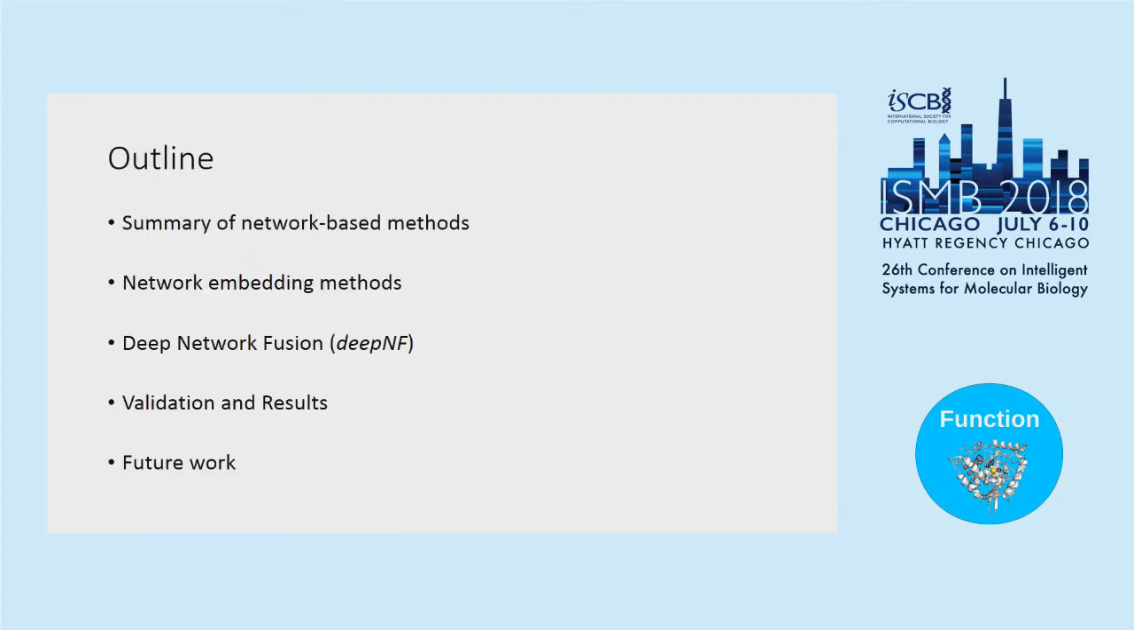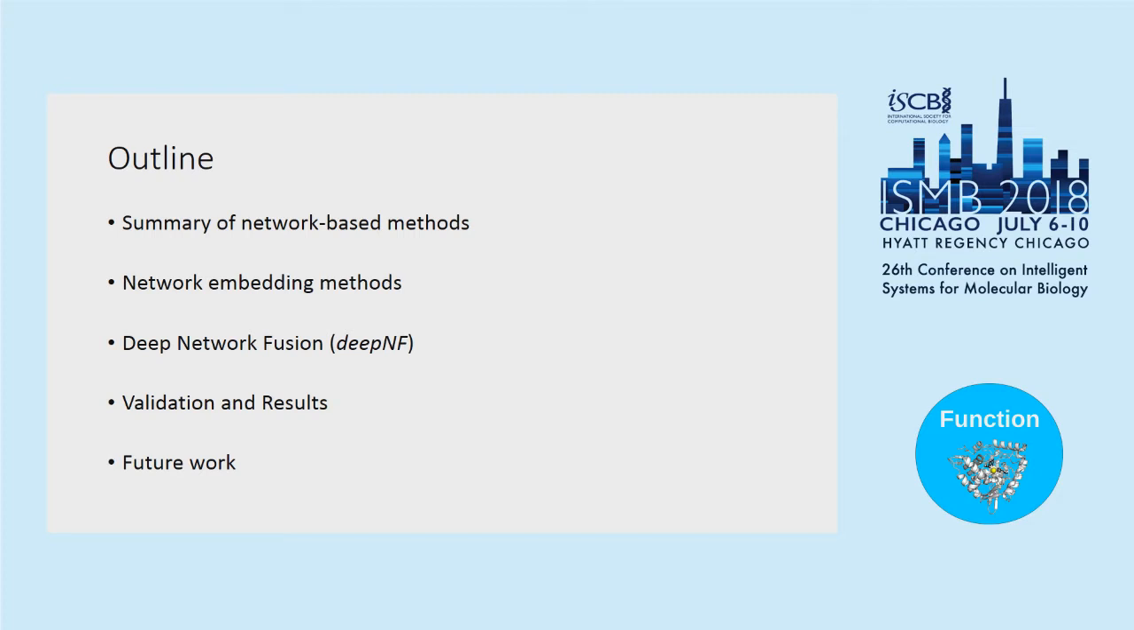Since this is a network-based method, I'm going to give you just a brief one-slide summary of network-based methods for function prediction, including some very old but very good methods like GeneMania, but also some very recent methods like mashup that was recently proposed. Then I'm going to focus more on network embedding methods that start from a network and then learn low-dimensional features representing nodes in the network and preserving their structure.